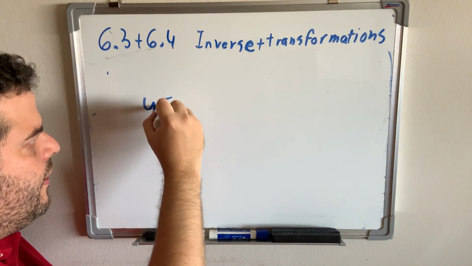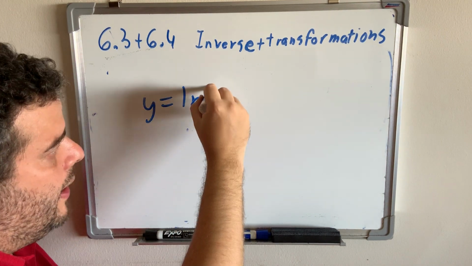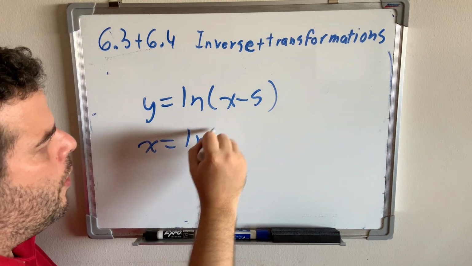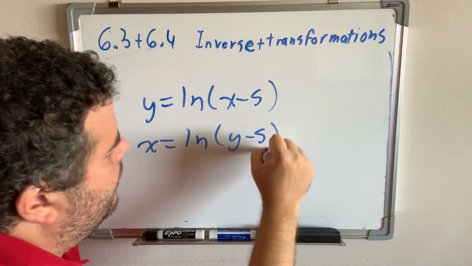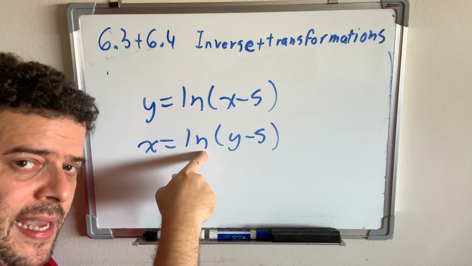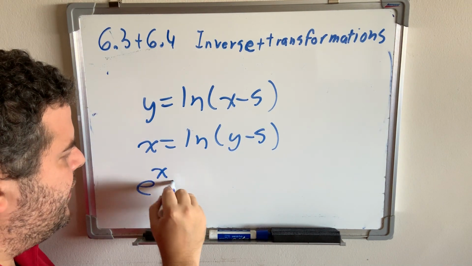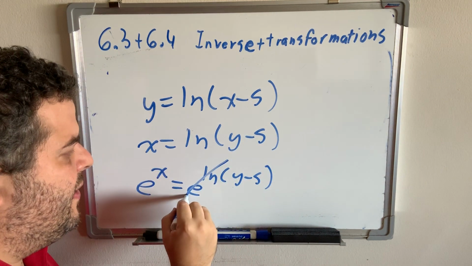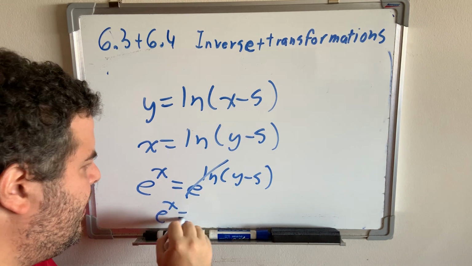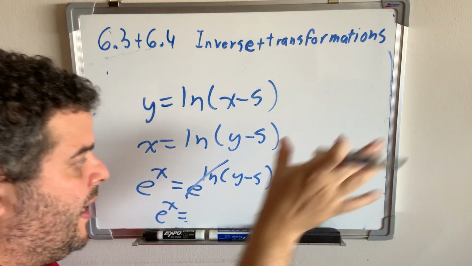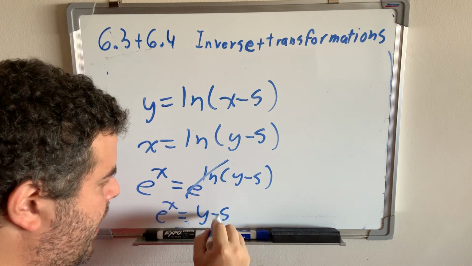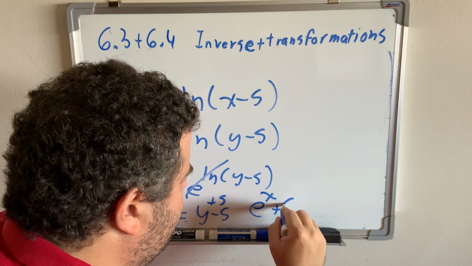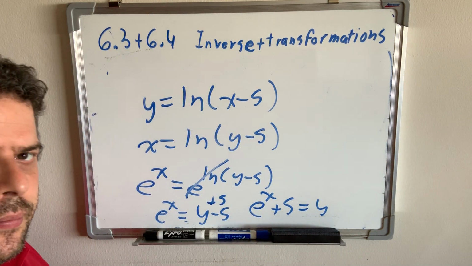Find the inverse of this. Again, pretty straightforward. Flip your x's and your y's. This is a base e, natural log. So I'm going to raise this side to the power e, raise this side to the power e, y minus 5. This cancels out. I'm left with e^x. Now this, even though it was an exponent, it comes down as the answer, y minus 5. To isolate y, I add 5, and you're left with the expression, and you're done.